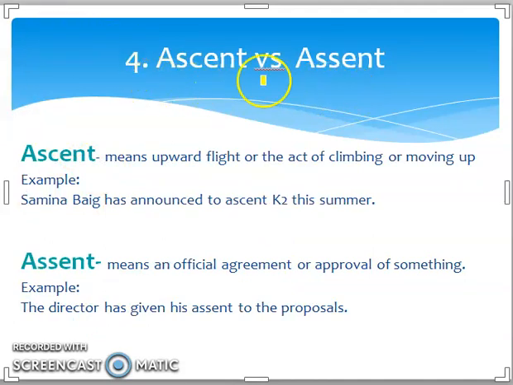Ascent and assent. Now the pronunciation is the same, the spelling differs as well as the meaning differs. The first word, ascent, means upward flight or the act of climbing or moving up. Example, Samina Baig has announced to ascend K2 this summer. I guess she tried but she failed to ascend K2 this summer. Bad luck, and we will say try next time.